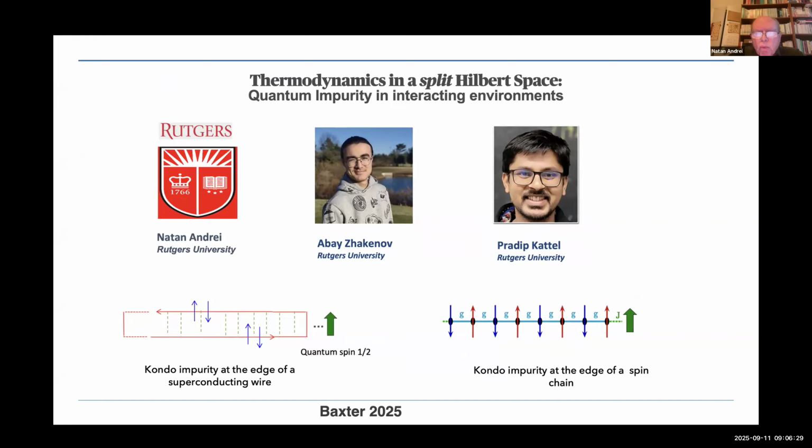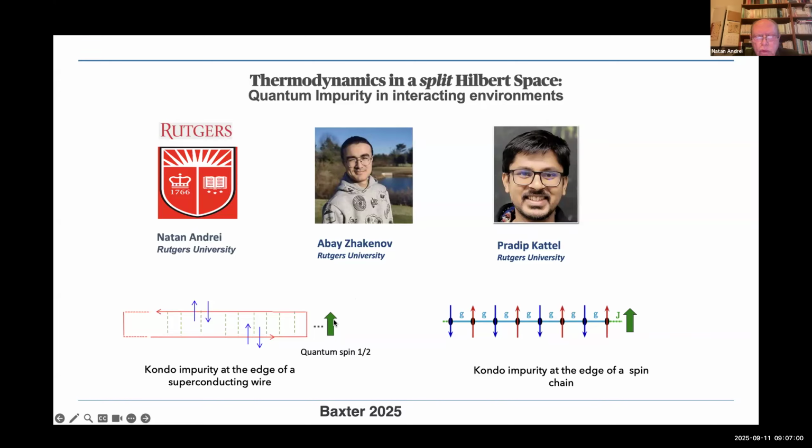I'll talk about recent work done by two brilliant students, Pradeep Kattel and Abhay Jakenov, and I'm going to discuss the thermodynamics of systems where the Hilbert space is split, in a sense that I'm going to describe. The system that I'm going to talk about is the Kondo impurity at the edge of a superconducting wire.